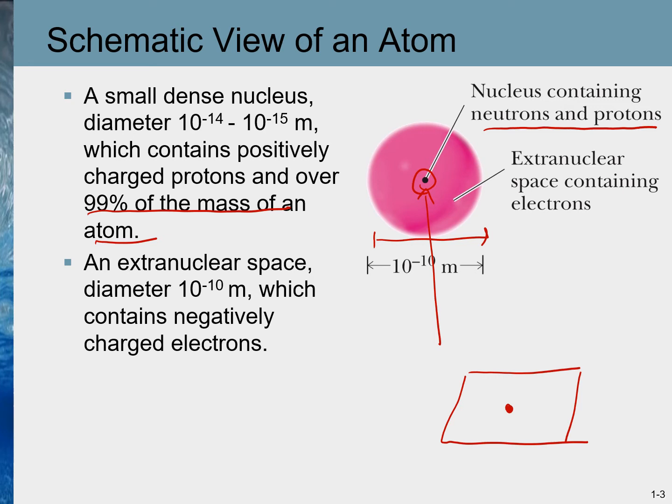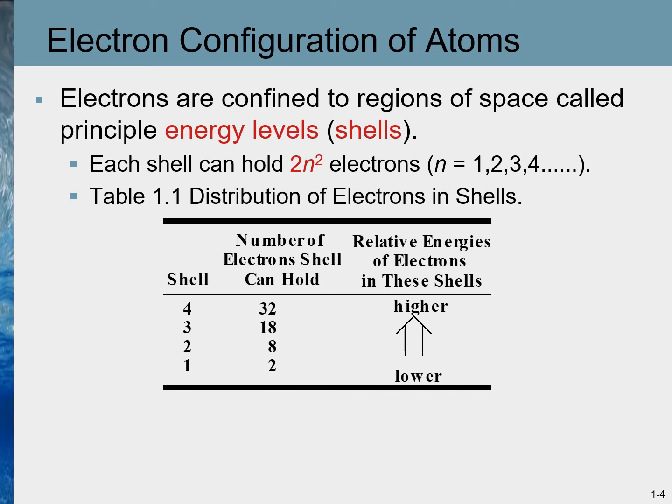The space around the nucleus is known as extranuclear space, and in this space, electrons are found, and we know that electrons are negatively charged. The size of extranuclear space is much larger as compared to the nucleus. An atom size is about 10 to the negative 10 meter. The extranuclear space around the nucleus contains electrons.